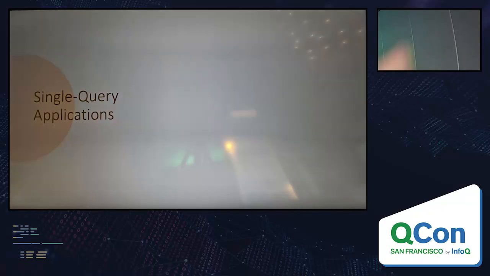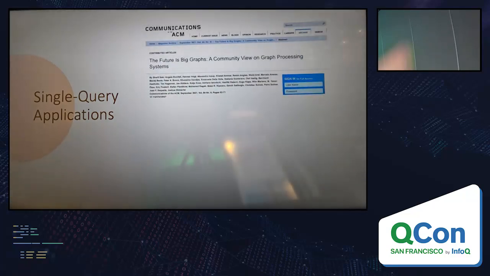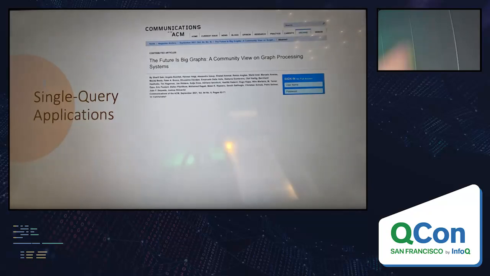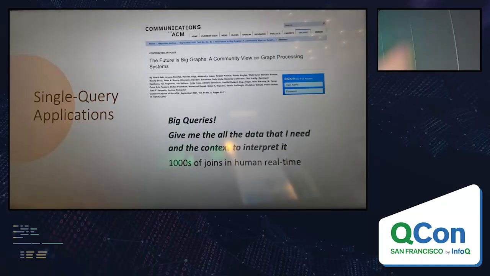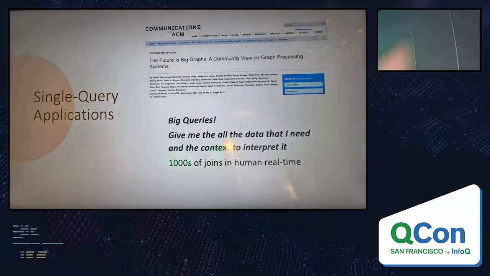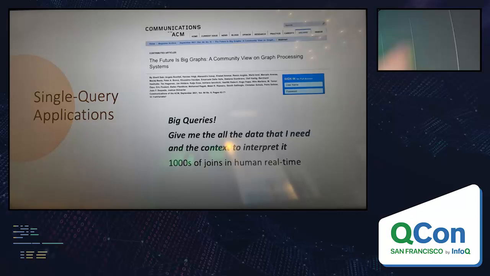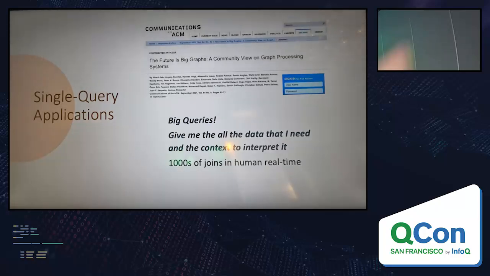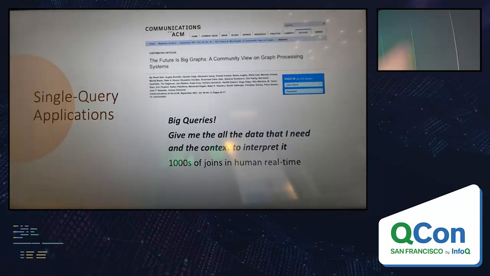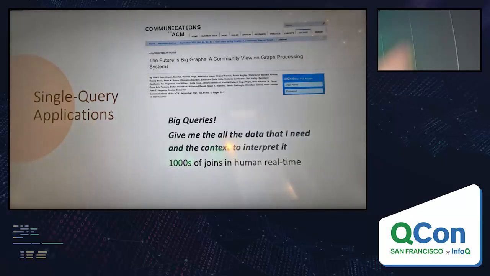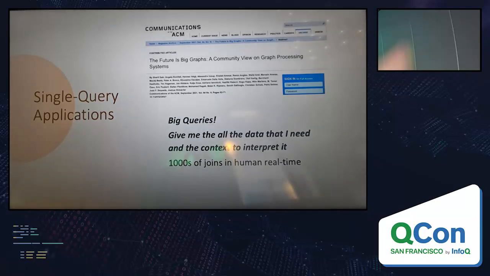Okay, so what's the future here? A lot of people think that the future of data is big graphs. Okay, if the future of data is big graphs, then I think the future of applications is big queries, right? You ought to be able to say, hey, here's all the data that I want to put on a page. Here's a description of it. Go get it for me. Even if I need to do this, I'm doing thousands of joins in real time, human real time.